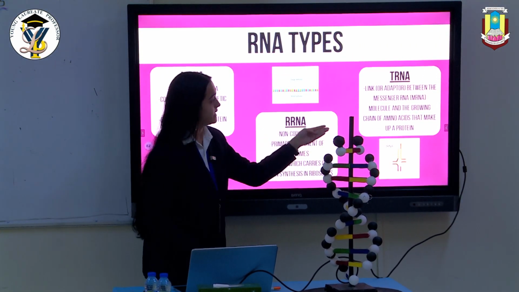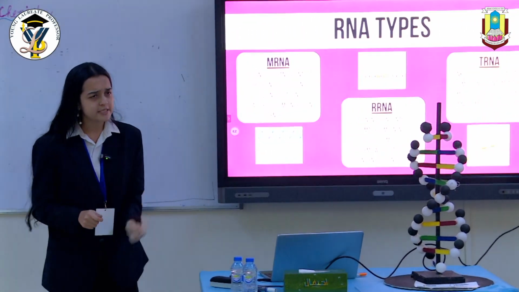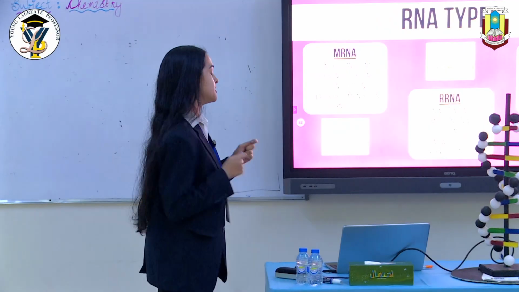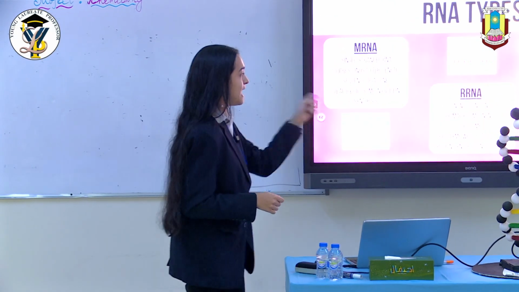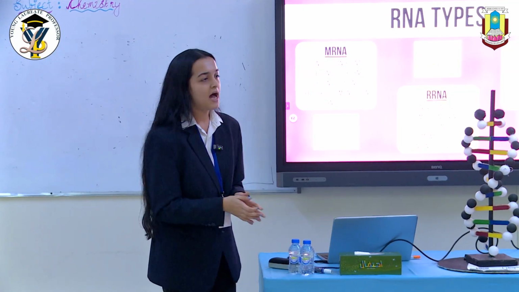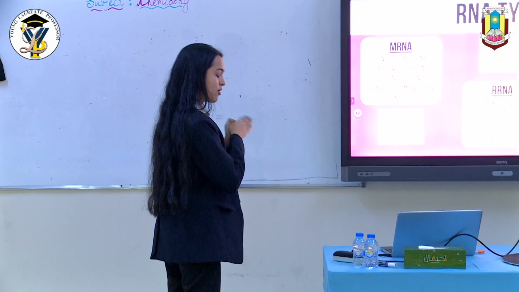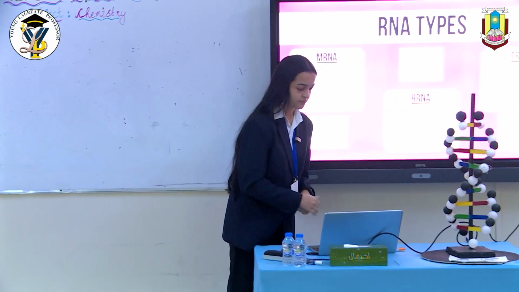Lastly, we have the tRNA, which is the transfer RNA and which is one of the most important parts of RNA during protein synthesis. It attaches itself between the messenger RNA as well as the molecule, and it helps in the growth of the amino acids that will be attached according to the codons.